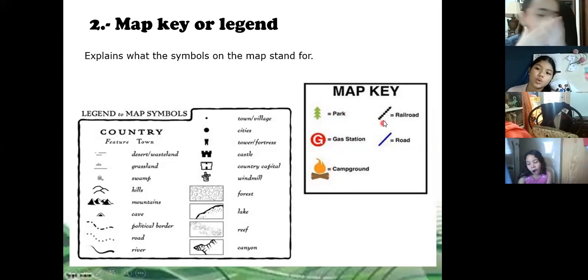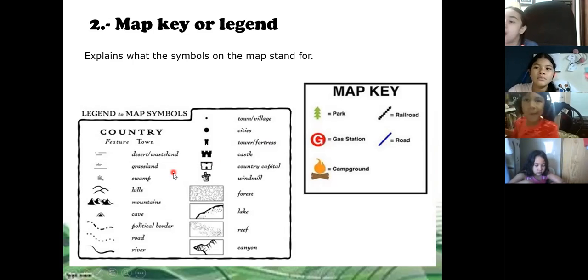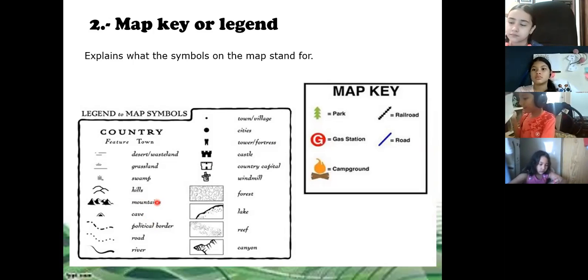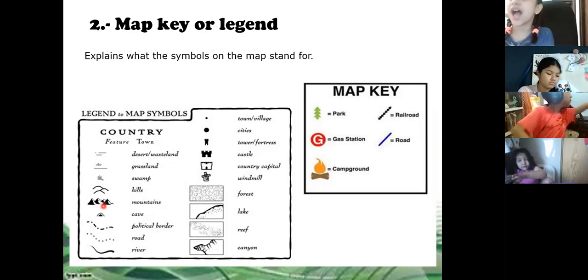What about this too? Round and round. Wow. That's right. So these representations we can find on a map. In a map it can be, for example, the mountains. Remember, we have political, physical, and climate maps. In which of these three types of maps can you find this symbol, the mountains? In the political, physical, or climate map?